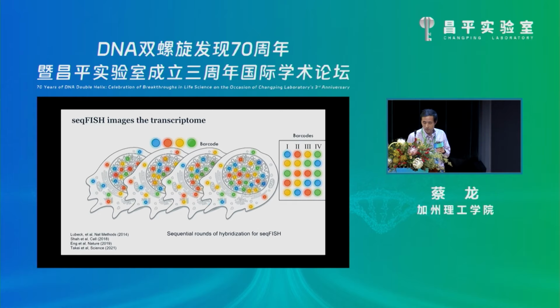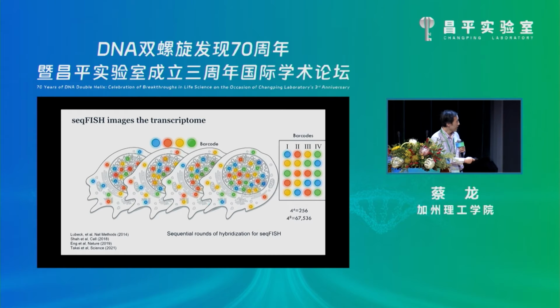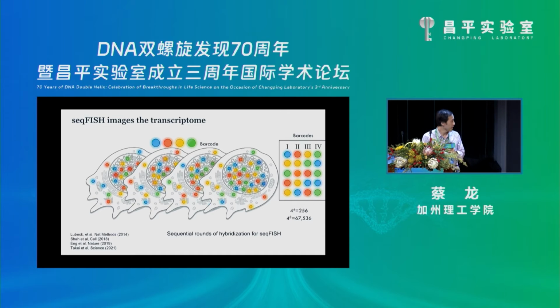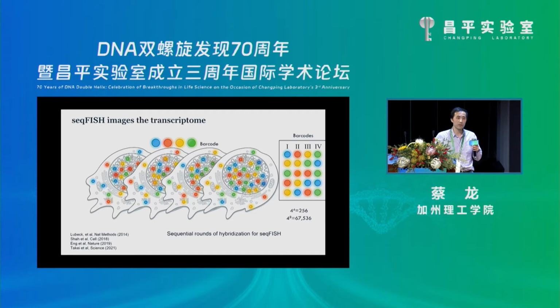And this way, you can have a barcode list. And if you start with 4 different colors, if you do 4 rounds of hybridizations, you can get a couple hundred different genes encoded. If you just do 8 rounds, you can cover now the entire transcriptome.